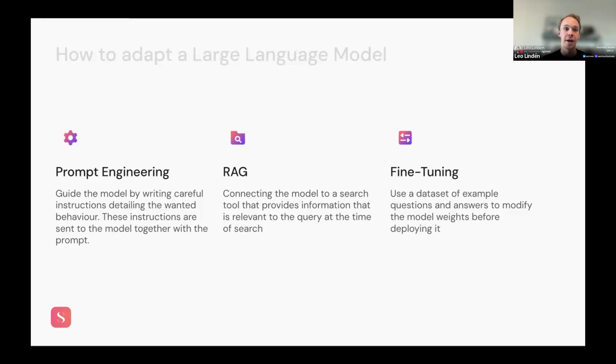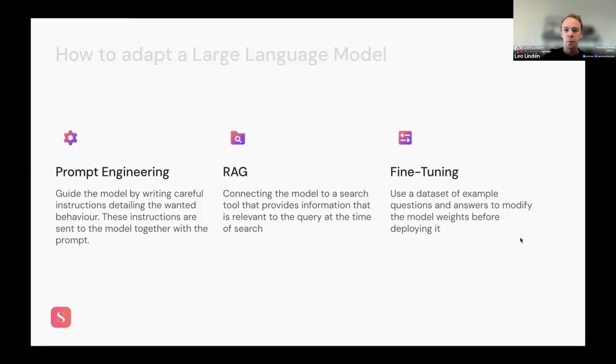Another way to adapt models to your data would be using RAG. And this is connecting your model to sort of a search tool, usually a vector database, but might be other search functionality as well, that can provide information that is relevant to the question at a time of search.